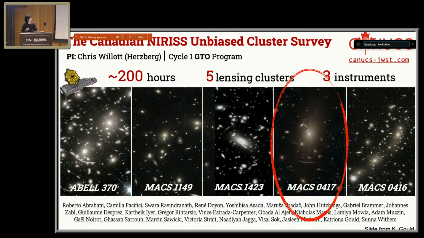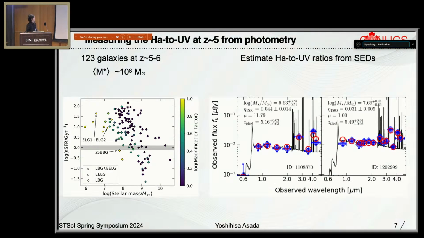We use the NIRCam observation plus the ancillary data from the HST observation. We make a sample of photometrically selected galaxies at redshift 5 to 6, and we obtained 123 galaxies at this redshift.